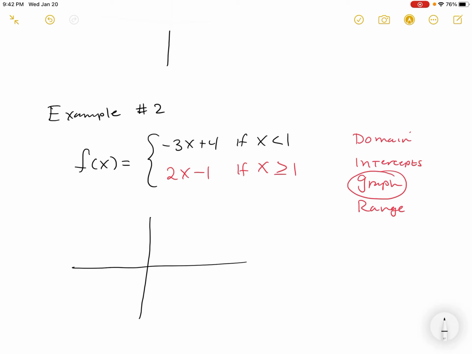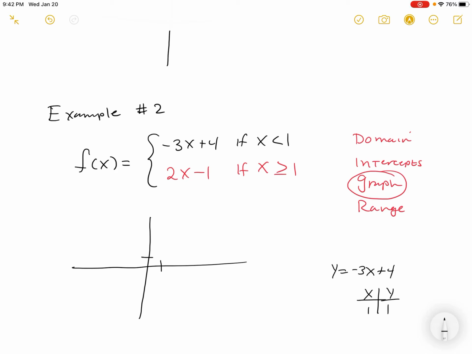So everything hinges off of when x is 1. So let's go out there. So let's worry about the black line first. When x is 1, what is y for the black line? So I'm going to focus on the equation y equals negative 3x plus 4. When x is 1, what's y? And when x is 1, you can easily see that y is 1.